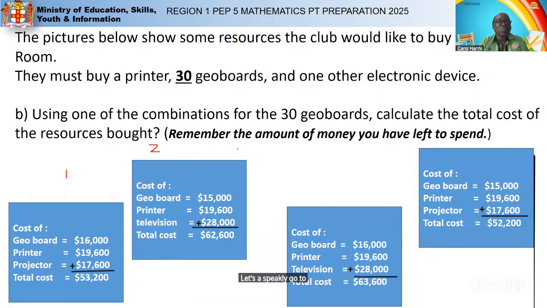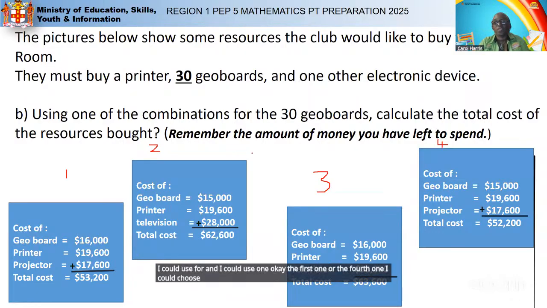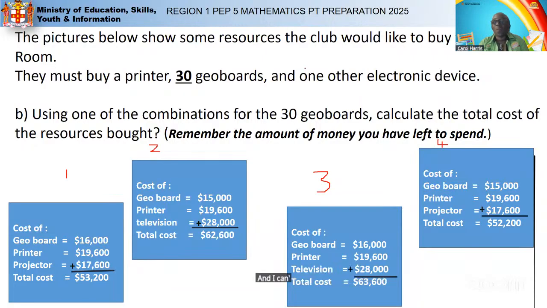Can I choose 1? I could use 4. I could use 4 and I could use 1. The first one or the fourth one. Great. And I can't choose 2 or 3. Why?